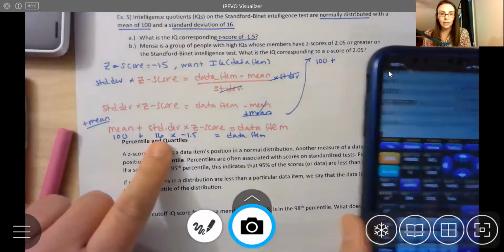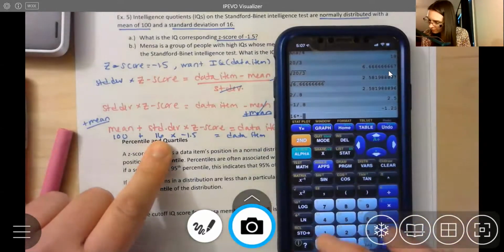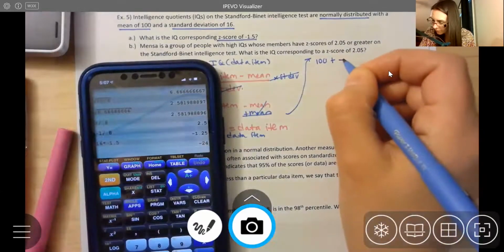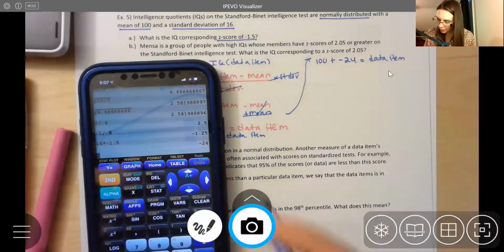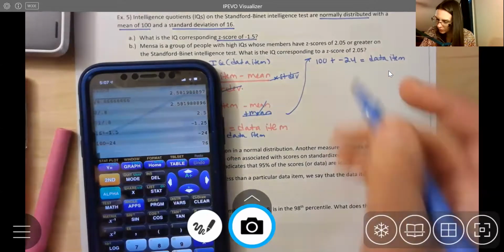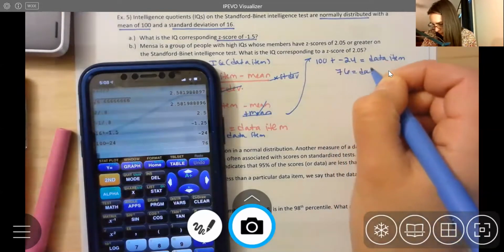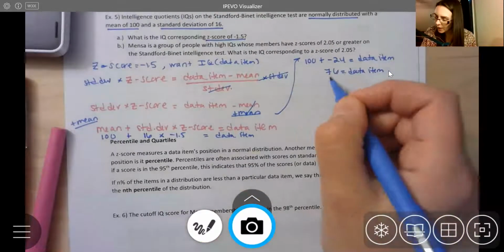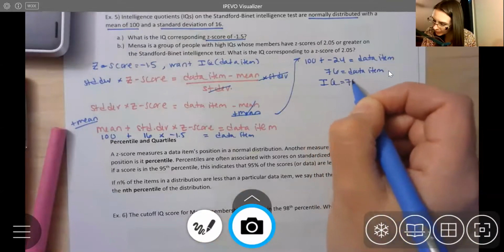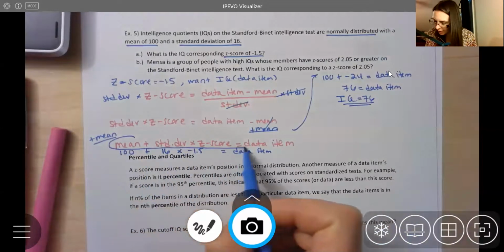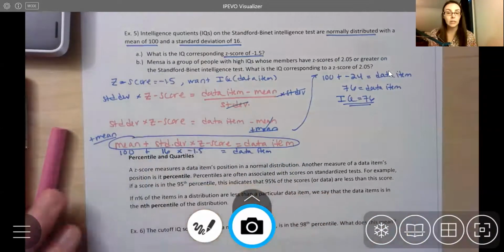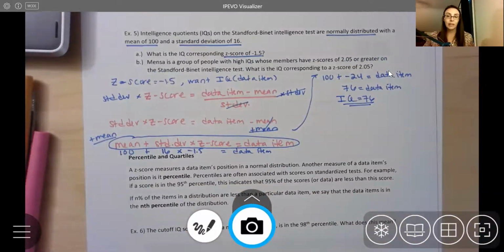So I'm going to do 16 times negative 1.5 first. And I get negative 24. So 100 minus 24 is going to give me 76. So what's the IQ score corresponding to this value? Well, the IQ score then is 76. So here is a new little formula that you can just keep in mind for when you have to work backwards. We just took the original formula and we rearranged it and solved it.